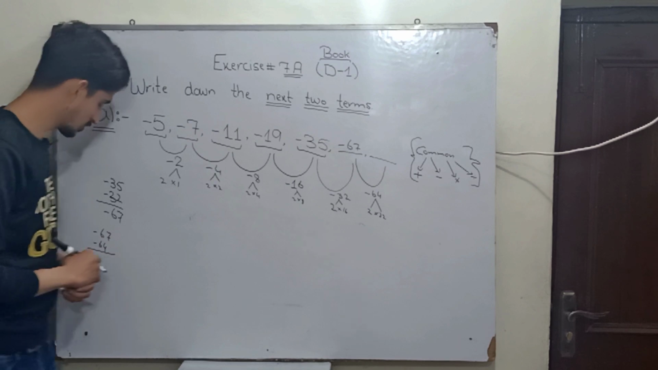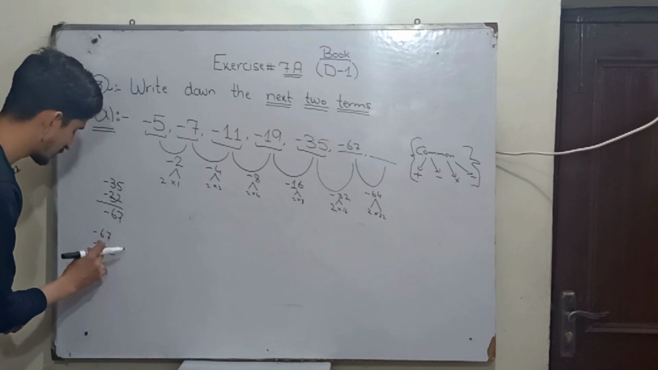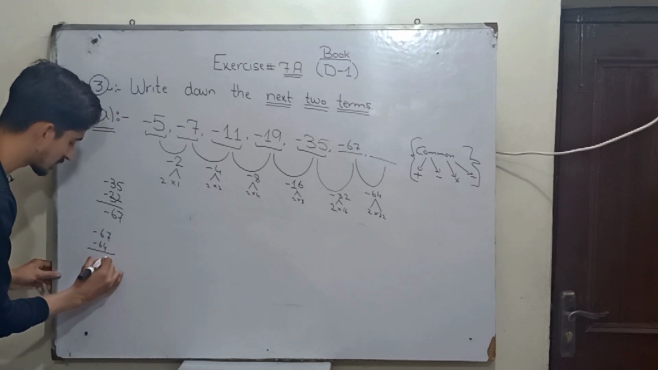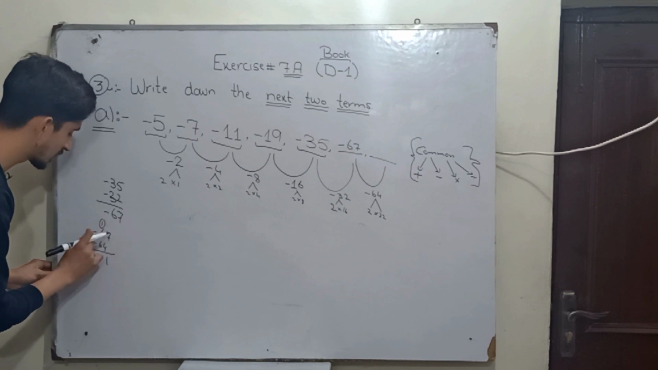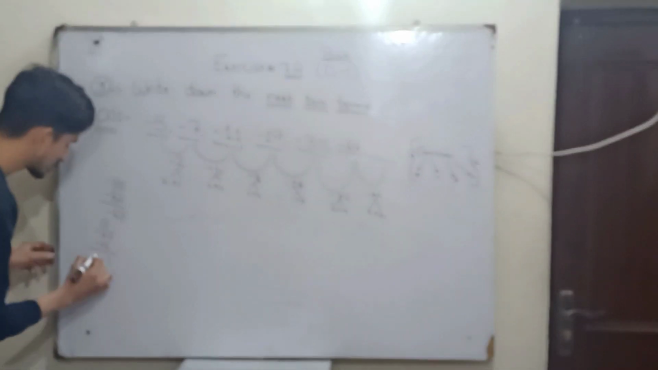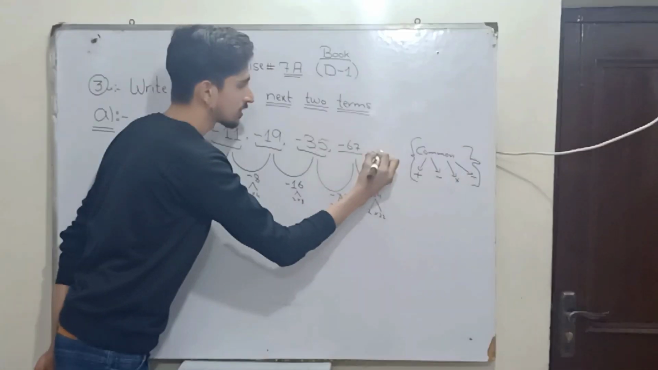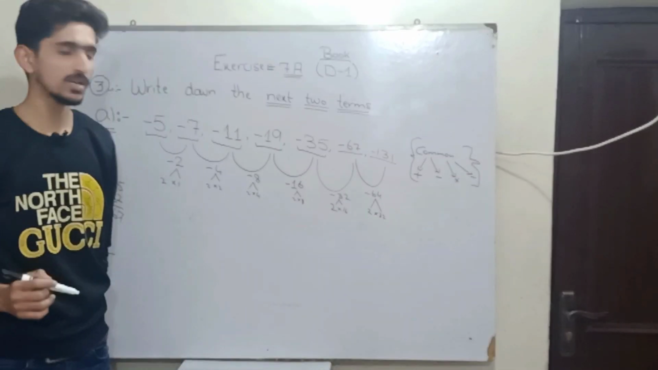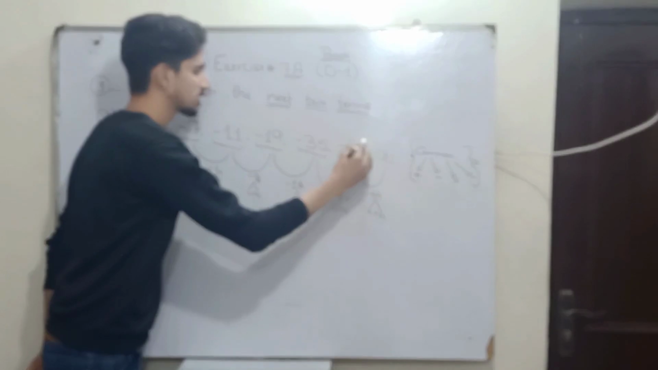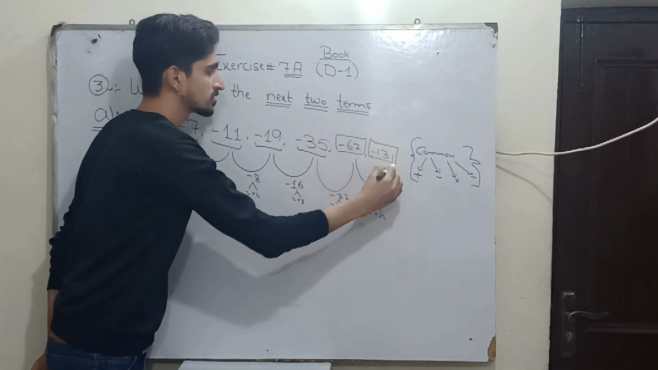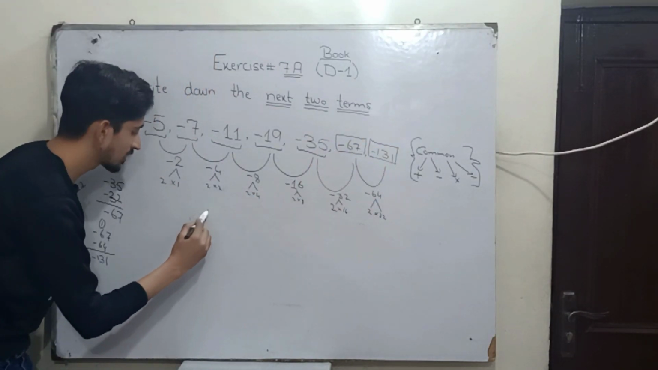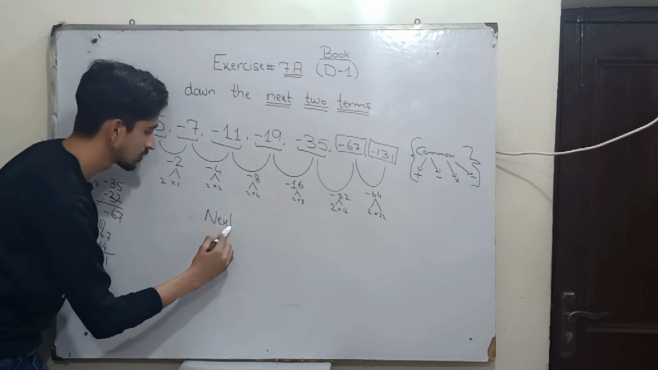We just need to add. 4 plus 7 is 11, and 1 is carried. 6 plus 6 is 12, 12 plus 1 is 13. It means -131. That will be our answer. These are basically the two terms that we are going to generate. Now we just write the next two terms.